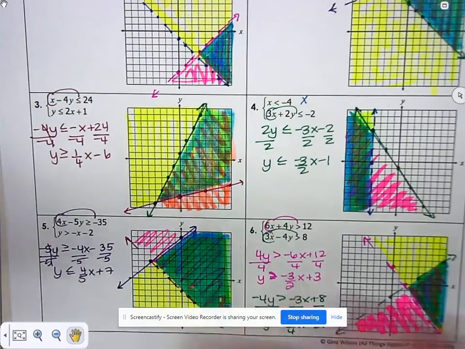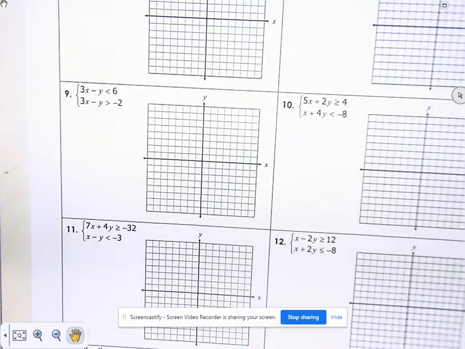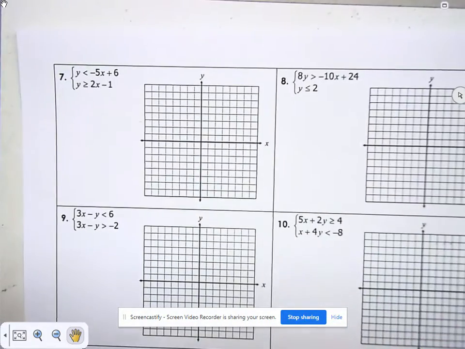All right, so on the back side, we have several more of these. I'm not going to do them all because you should understand the gist of what's going on so far.